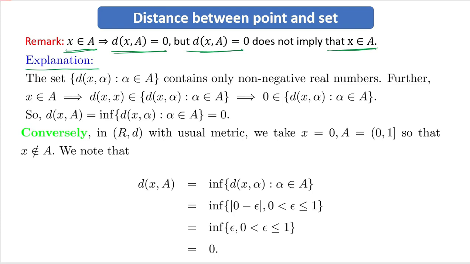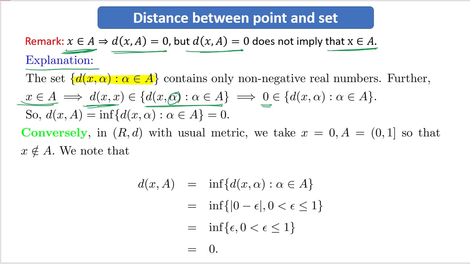See, this set d(x, alpha), alpha belonging to A, contains only non-negative real numbers, because d(x, alpha) is always greater than or equal to 0 due to the first property of a metric. Further, if x belongs to A, then d(x, x) will be a member of this set, because alpha has to vary over all the elements of the set A. So d(x, x) is a member of this set, but d(x, x) is equal to 0.